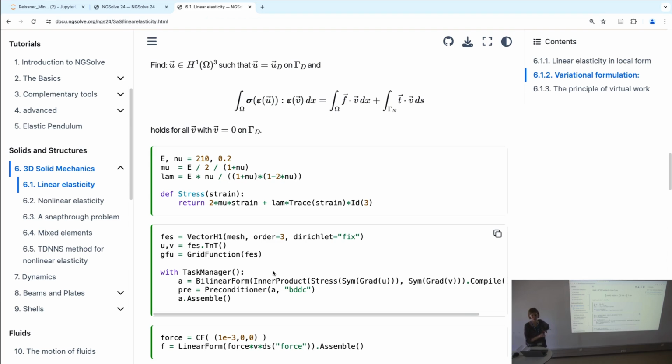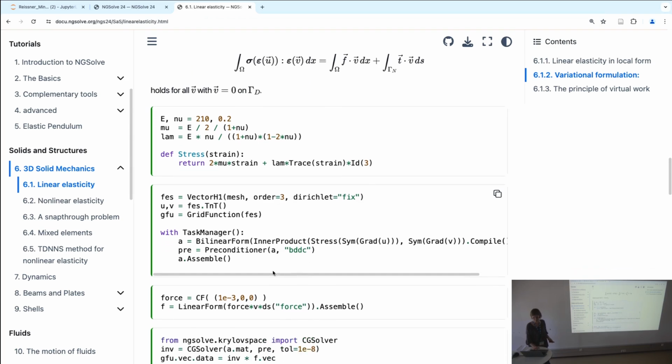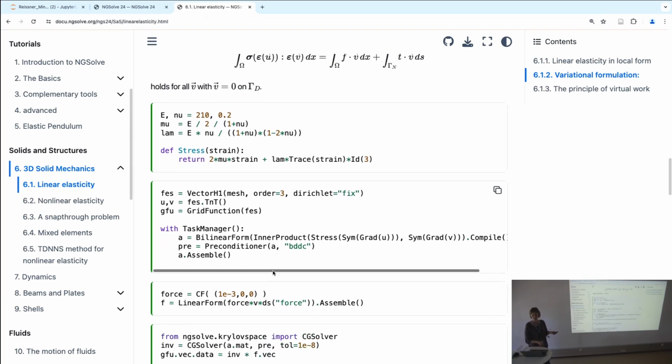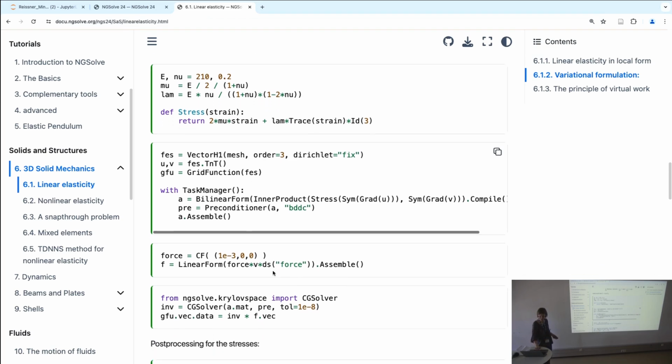Preconditioner I don't want to talk about now, because I think we will hear much more about preconditioners in later sessions. And then we simply say, bilinear form, assemble yourself. We have the system matrix, we have the solution vector, we need the right-hand side vector, which is the linear form in the language of mathematics. That would be this cell down here.